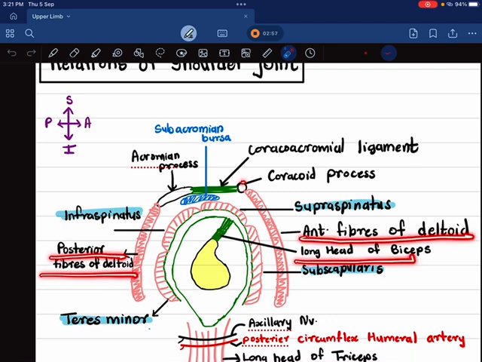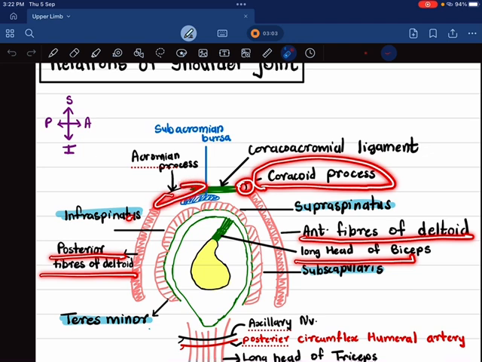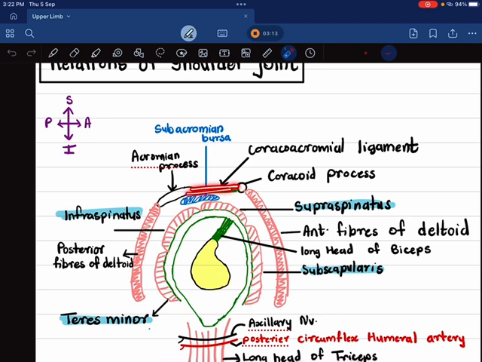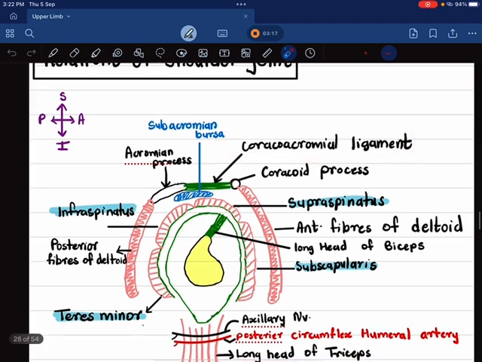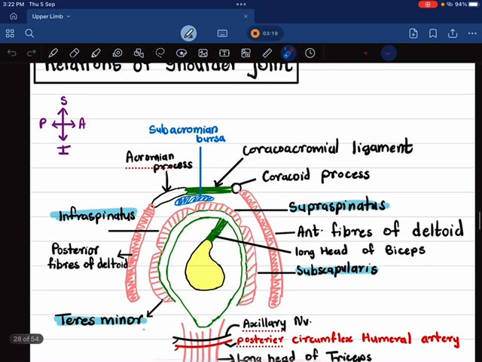Above the anterior fibers of deltoid there is one process known as the coracoid process, and above the posterior fibers of deltoid there is one process known as the acromion process. In between the acromion process and coracoid process there is one ligament known as the coracoacromion ligament. This ligament is the coracoacromion ligament, as we can see. Below the coracoacromion ligament there is one bursa in blue color known as the subacromion bursa. Below the acromion process, so it is called the subacromion bursa.